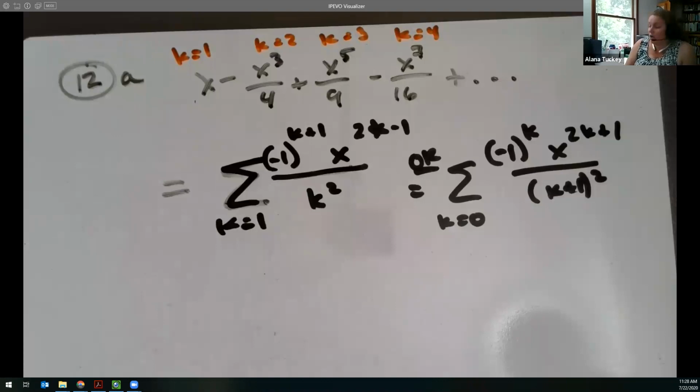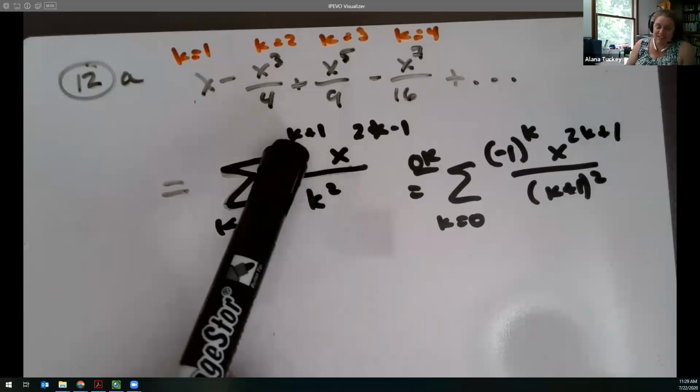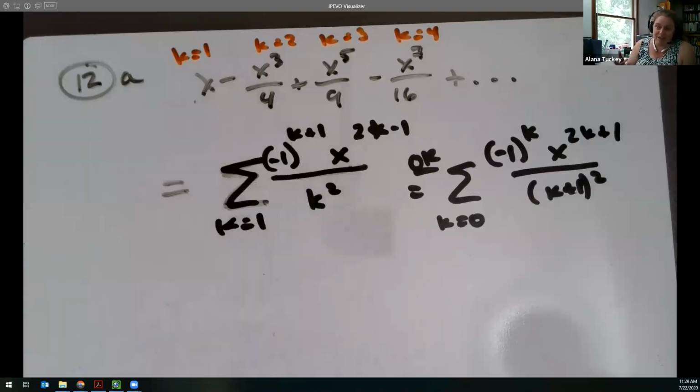You could also do k minus 1 on that one. It doesn't actually matter. It just needs to be alternating. So k minus 1 would be a way to go also. All right, everybody wrote it down?